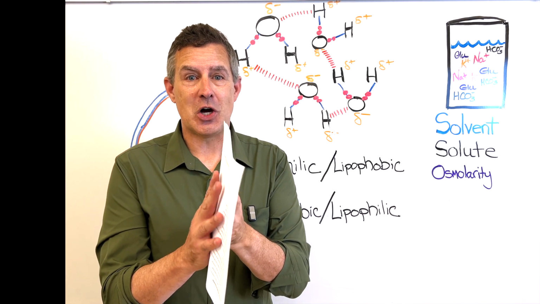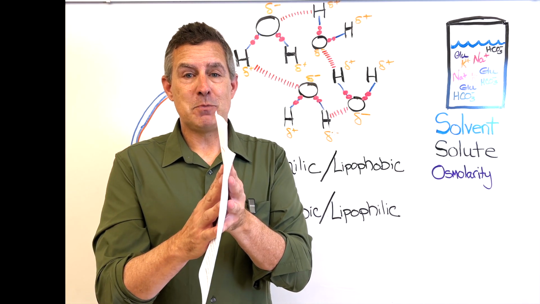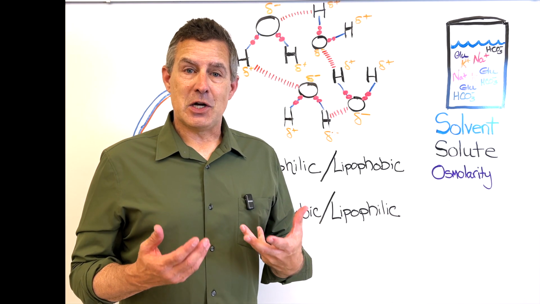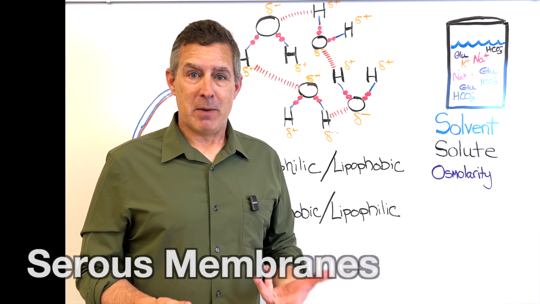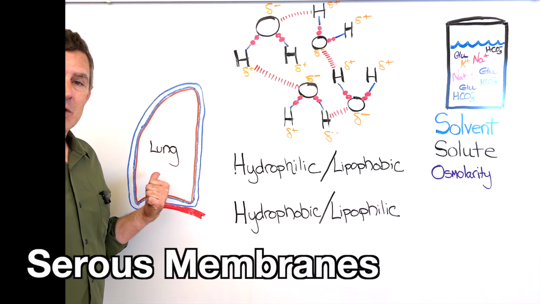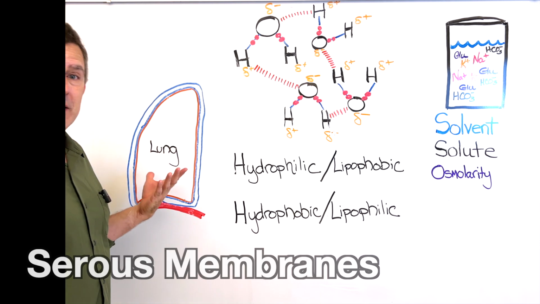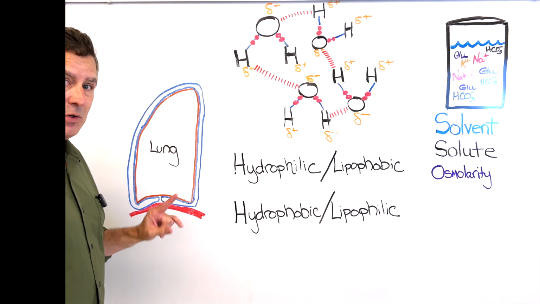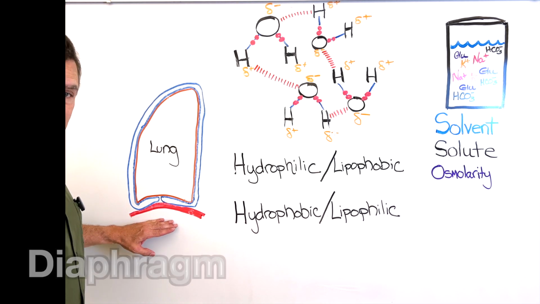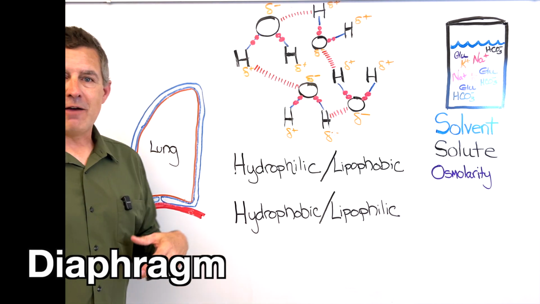Even Dwayne "The Rock" Johnson would be challenged to actually pull apart these panes of glass due to this very strong surface tension. And we can see a great example of that within serous membranes. Specifically, right here, we have a serous membrane around the lungs. This is a lung, it's the right lung, but it doesn't really matter for this example. Inferior, below the lung, we have the diaphragm, in red right here. In blue around the lung, we have the serous membrane.